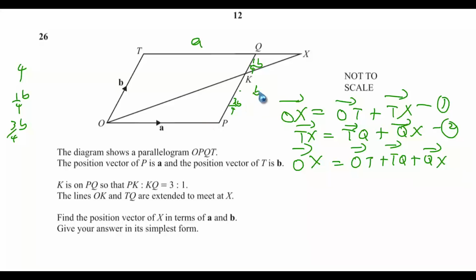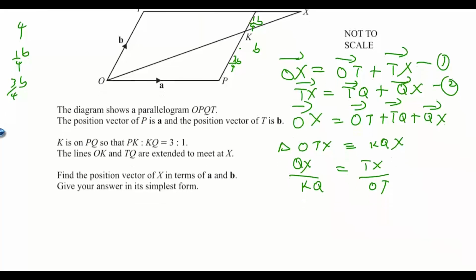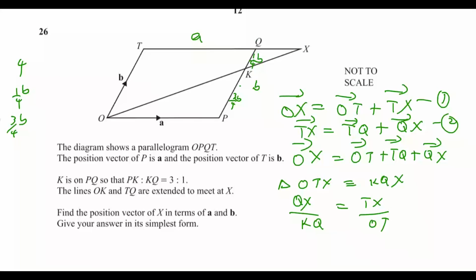Okay, and what we can now do, before we can find the QX, is that we have two similar triangles. So we say triangle OTX is similar to triangle KQX, so they are similar. So that means we can say QX over KQ equals to TX over OT. So that is the axiom we can use to get the value of QX.